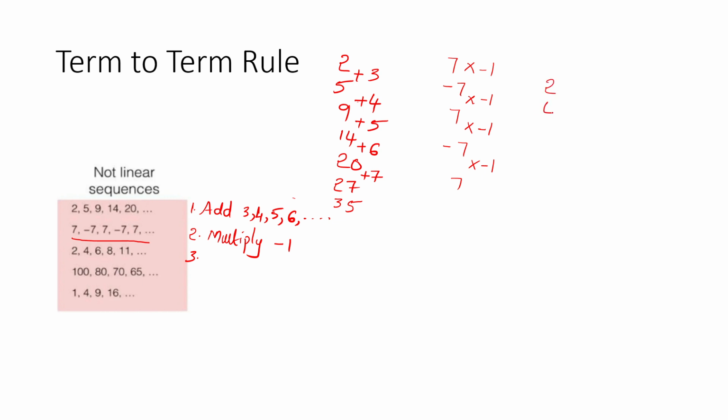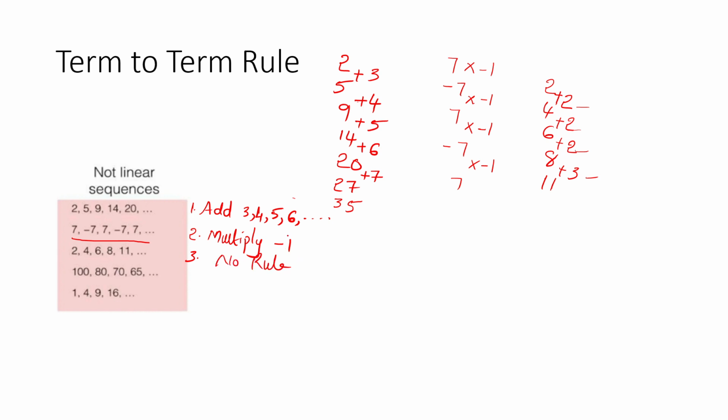2, 4, 6, 8, 11. So tell me, what is the difference here? 2, or along with 2 I have to add 2. Here plus 2 I will get 6. Here plus 2 I will get 8. Here plus 3 I will get 11. So 2, 2, 2, 3. Okay. So this is not a linear sequence, and also there is no term to term rule here.